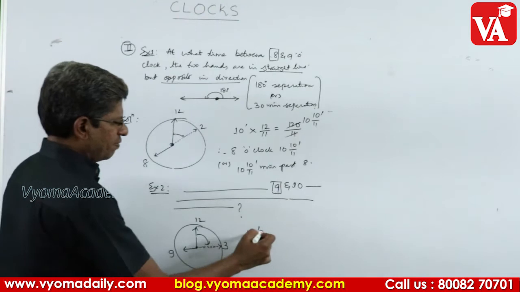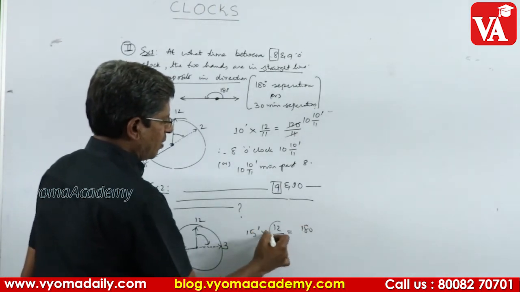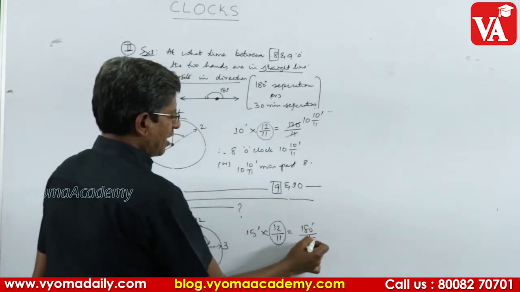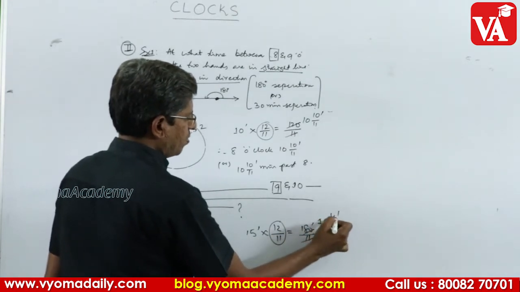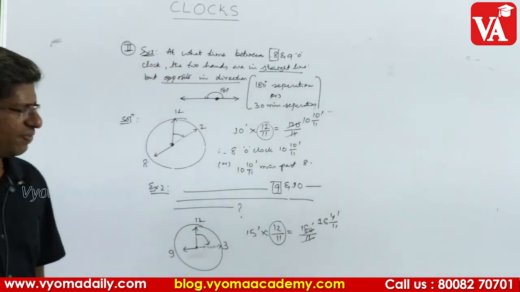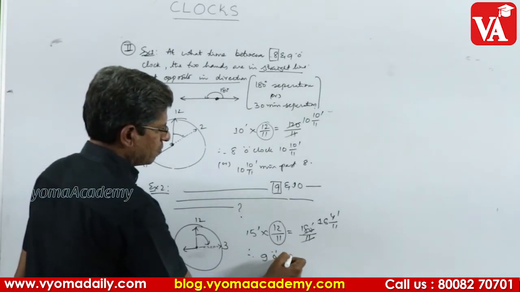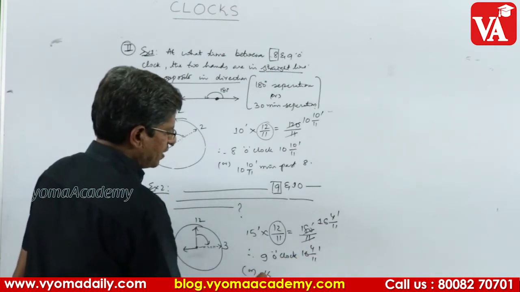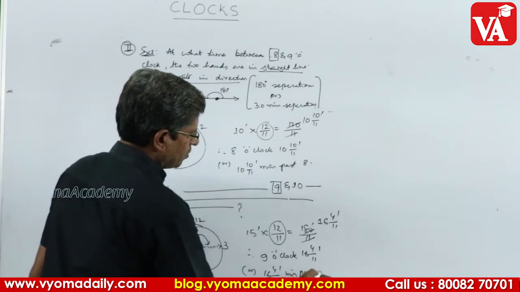So 15 into 12 by 11. This 12 by 11 is again the same as before. That's a shortcut technique. 180 by 11. 11 1s are 11, 7 remains, 6 ja. You just simplify this on your own. You check it out, right? 16 4 by 11. So the answer now is 9 o'clock 16 4 by 11 minutes, or you can say 16 4 by 11 minutes past 9.